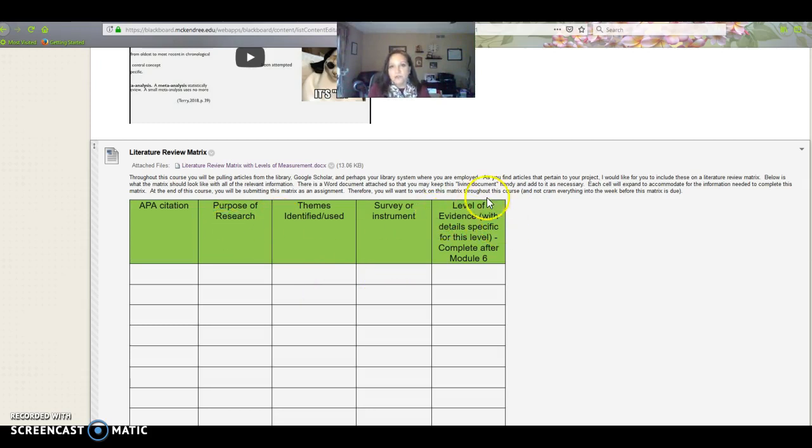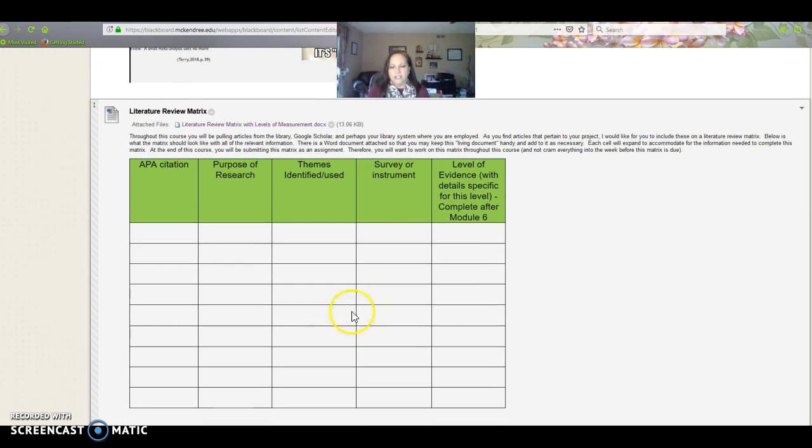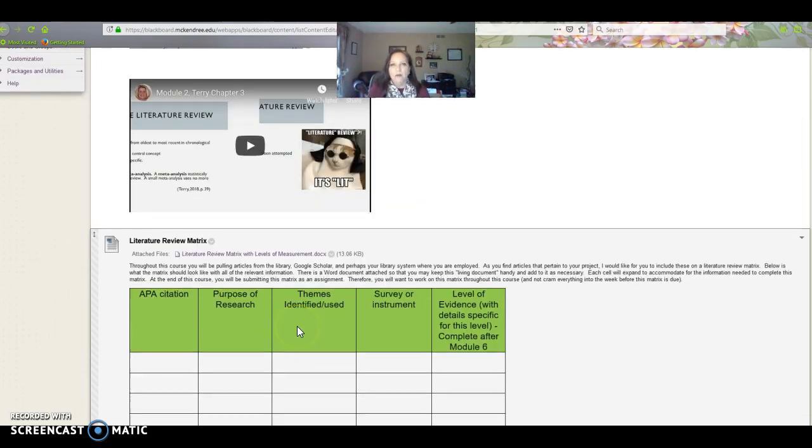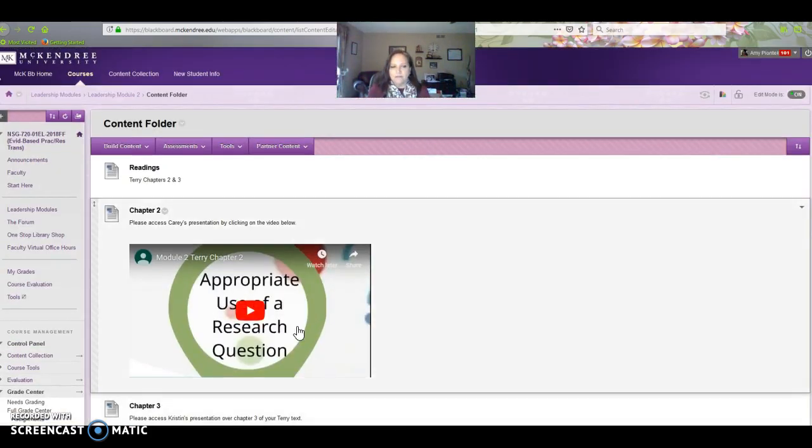So yes, in module 2, as you see, the level of evidence, with specific details on how you came to the conclusion of why it is that level, is mentioned here. And again, you can download that by clicking on this link here that brings you to a Word document. And then you can add in the information here. This, I believe, is not due now. I believe it's due in module 7 or module 8.